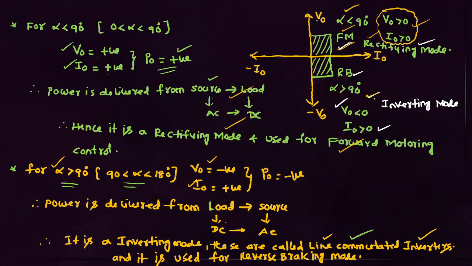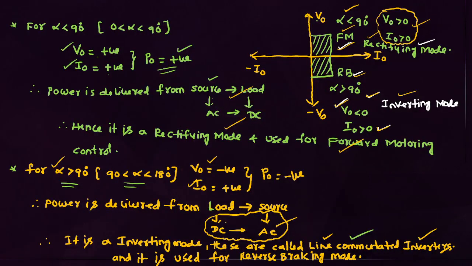Full wave rectifier for alpha greater than 90 degrees, V naught less than 0, that is voltage is negative, current is always positive, then it is reverse braking mode of operation, it is an inverting mode. That is, for alpha greater than 90 degrees, power is delivered from load to source. This is important. We know that in rectifiers, load is DC, source is AC, and power normally flows from AC to DC. Now power is delivering from DC to AC. That's why it is acting as an inverter. Actually, it is not an inverter circuit, it is a rectifier circuit only. But for alpha greater than 90 degrees, power is delivering from DC to AC. That's the reason why it is an inverting mode of operation.